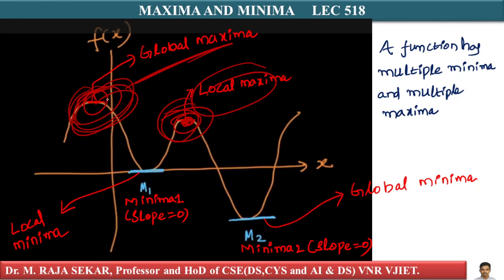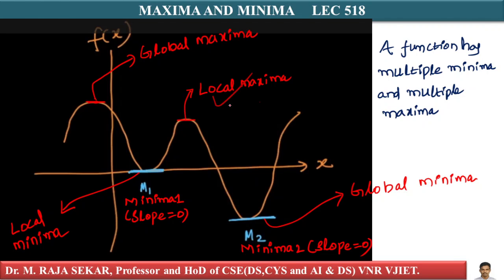For example, this one is a local maxima, isn't it? This one is the global maxima. This one is a local maxima. So it's possible to have multiple maxima and minima. Anything that is not a global minima is called a local minima, because in its neighborhood it is the smallest value, isn't it?